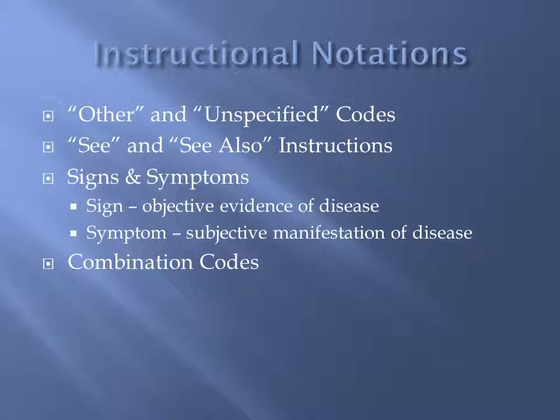Signs and symptoms. A sign is an objective evidence of disease. Symptom, subjective manifestation of disease. Signs and symptoms are used only when a specific diagnosis has not yet been established. Combination codes are a single code that designates two diagnoses combined with one or more manifestations, or a single diagnosis with an associated complication.